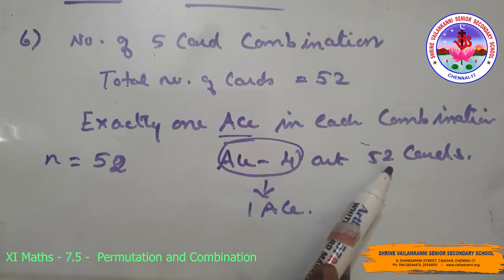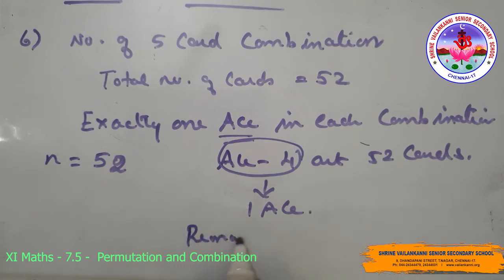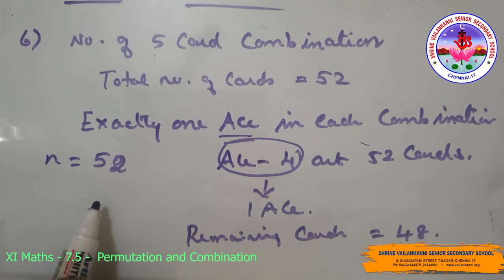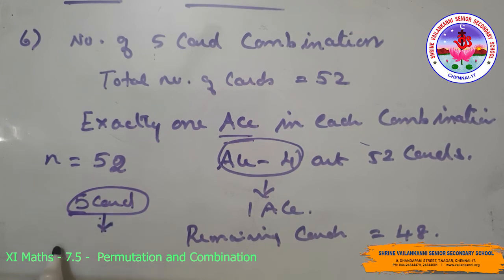So the remaining cards are 52 minus 4, which is 48 cards. So we have to determine the number of 5 card combinations. Each 5 card combination must have one ace card plus 4 different cards. So the second part is selecting 4 cards out of 48 cards. So the first part is selecting one ace card from 4 ace cards and the remaining 4 cards from 48 cards.